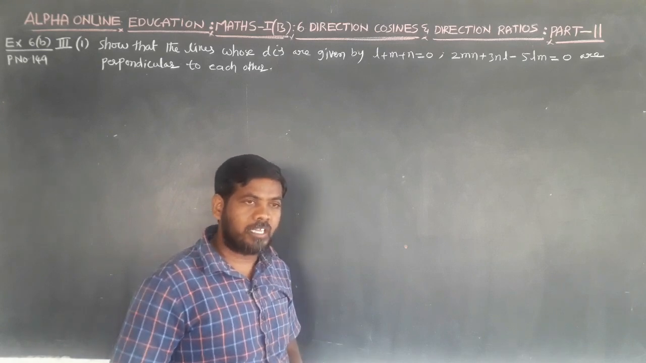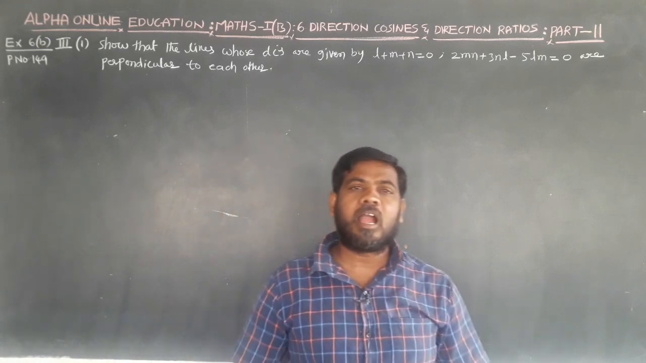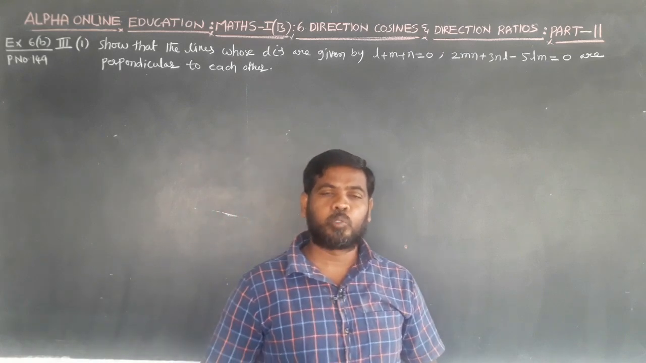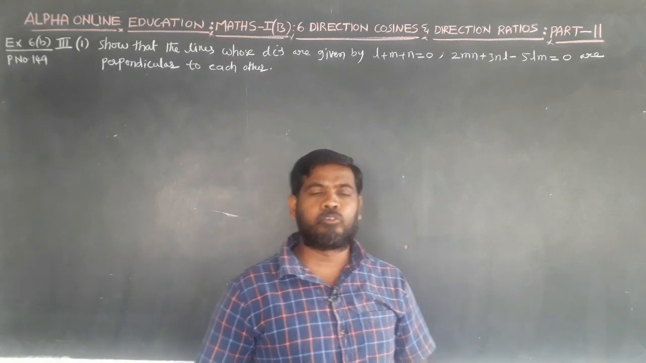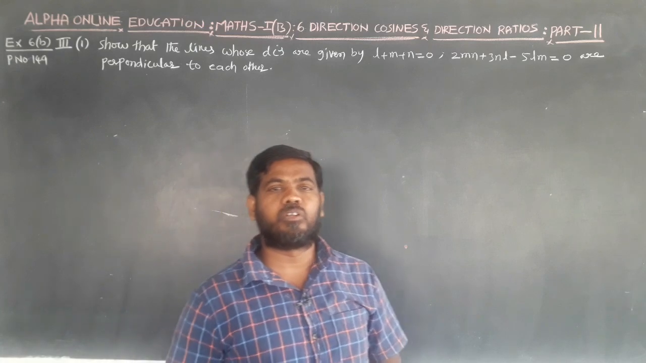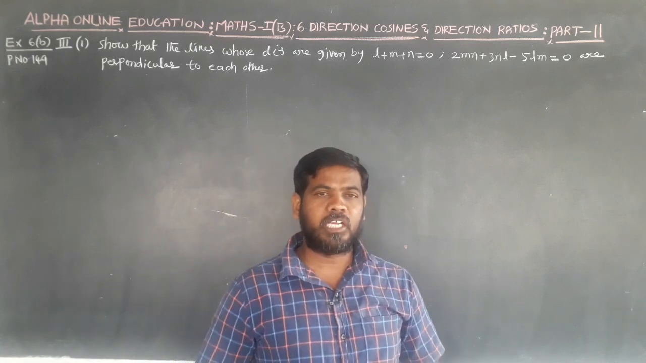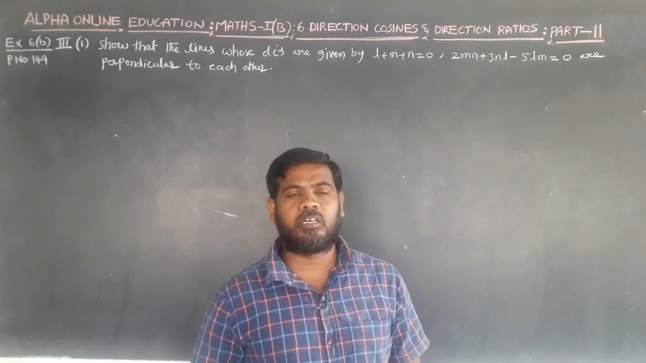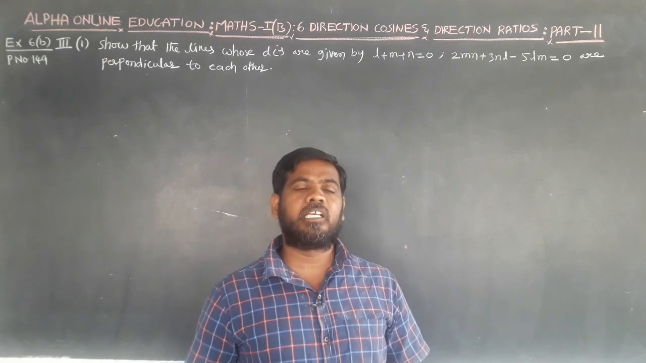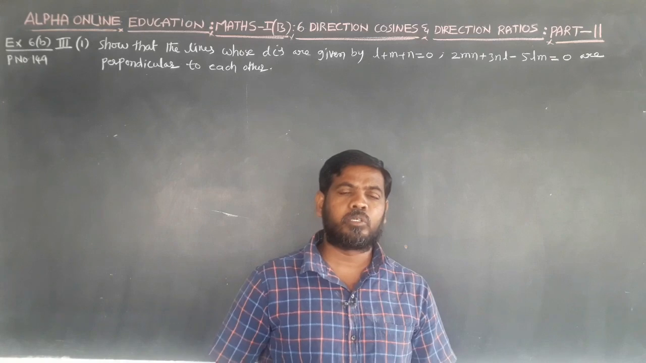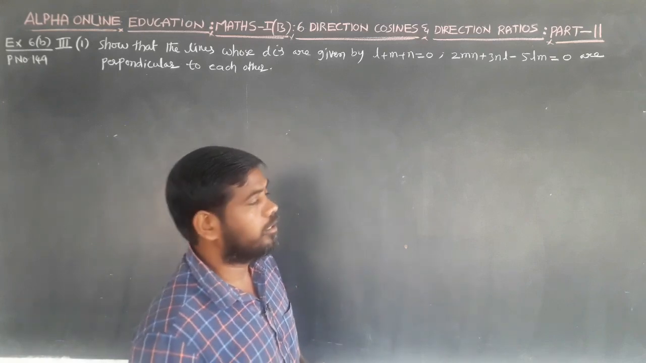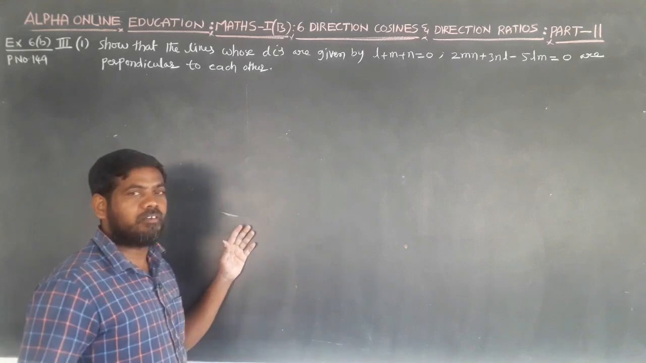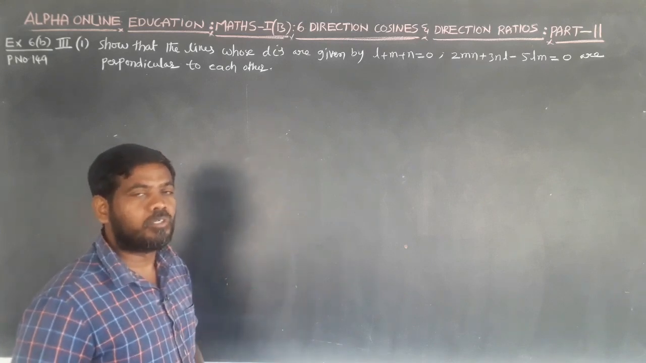Here we find the angle between the two lines. We prove that theta is equal to 90 degrees. If theta is 90 degrees, the angle between the two lines is 90 degrees, so the given two lines are perpendicular to each other. So first of all, find the angle between the two lines.